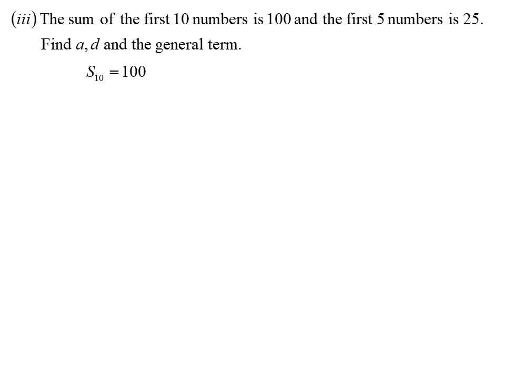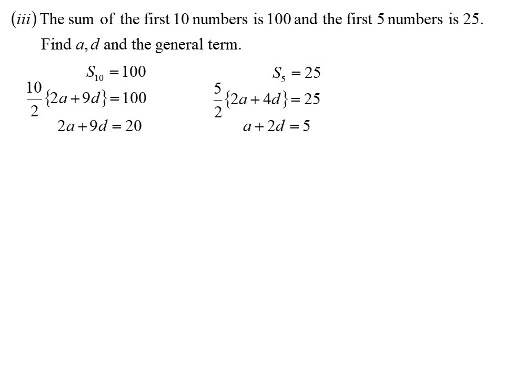That means that 10 on 2, 2a plus 9d, using that second formula we looked at, is equal to 100. Well, we can make that look a bit better. Tidy it up: 2a plus 9d is 20. Other bit of information: the sum of 5 terms is 25. Again, let's put that into the formula. Tidy it up: a plus 2d is 5.